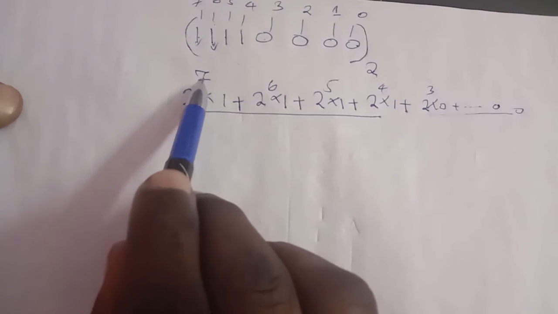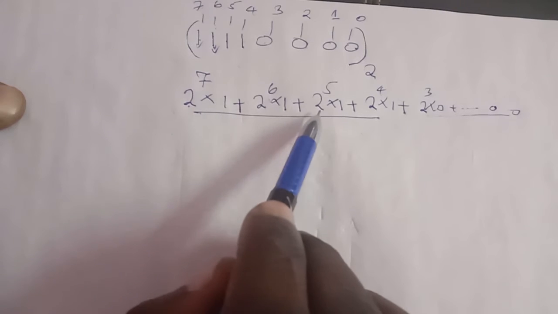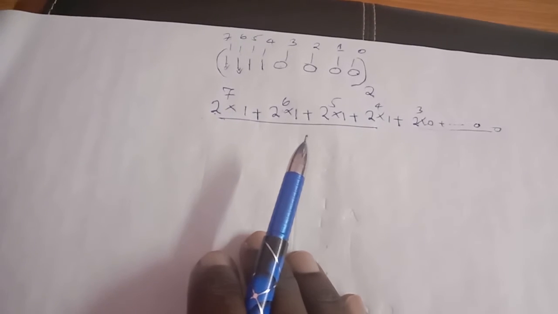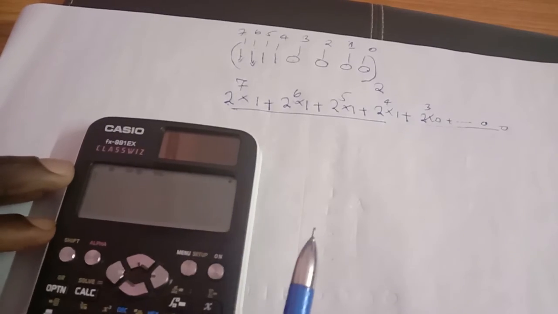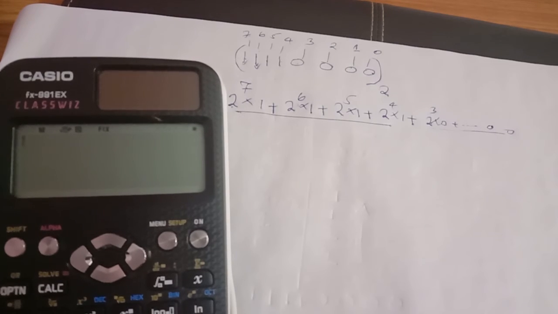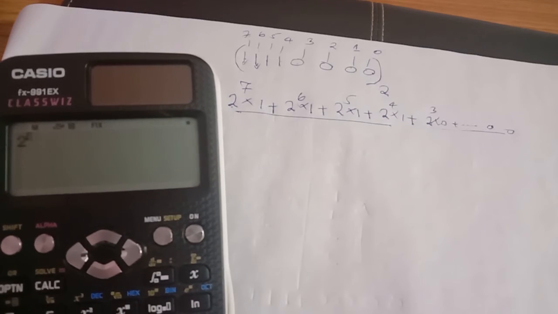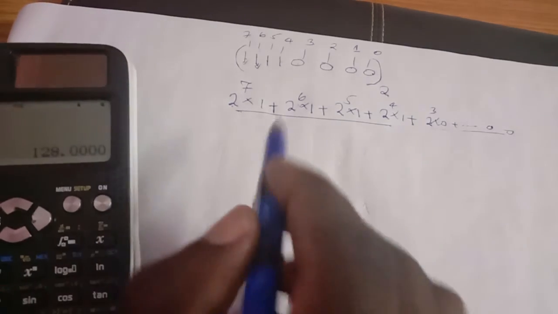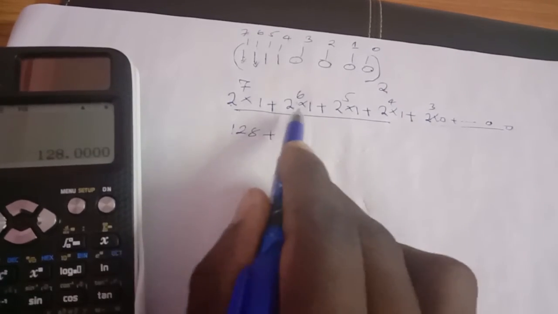Okay, now you start with 2 power 7. What is 2 power 7? What is 2 power 6? What is 2 power 5? And what is 2 power 4? Now let's use our calculator here. From our calculator, we can calculate 2 power 7. It is 128. So here it is 128 times 1, it is 128.